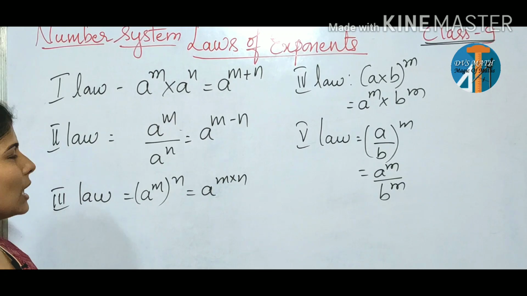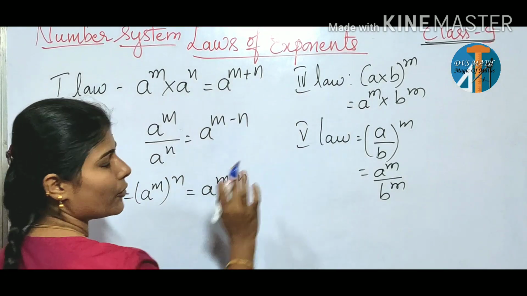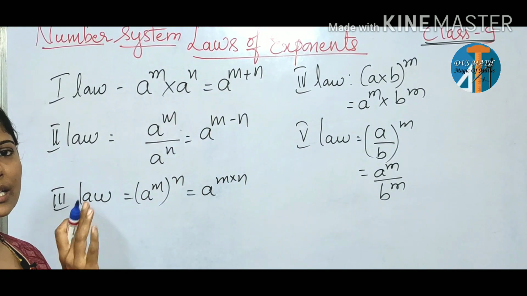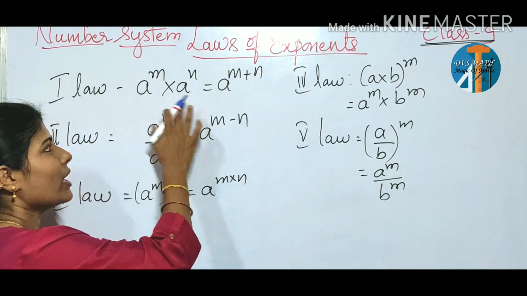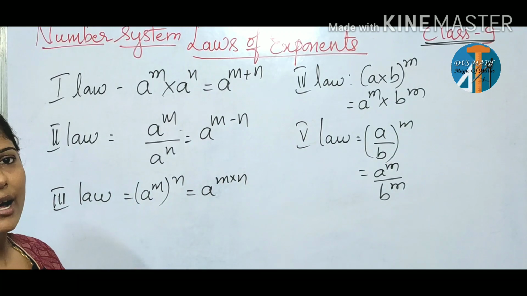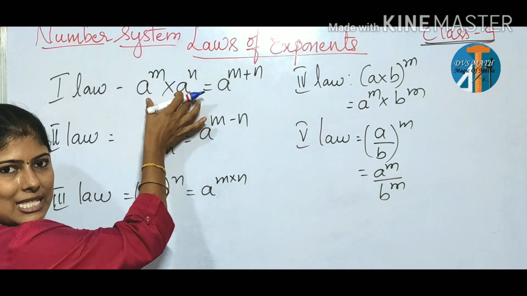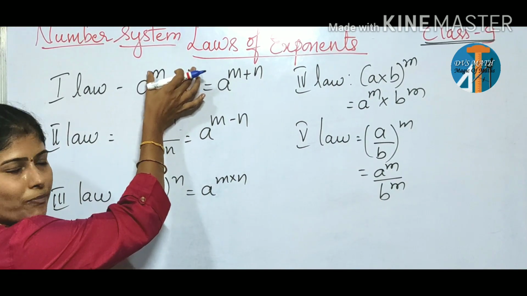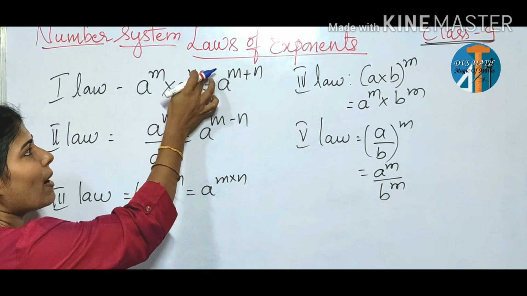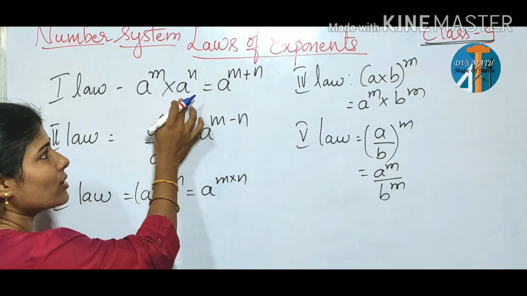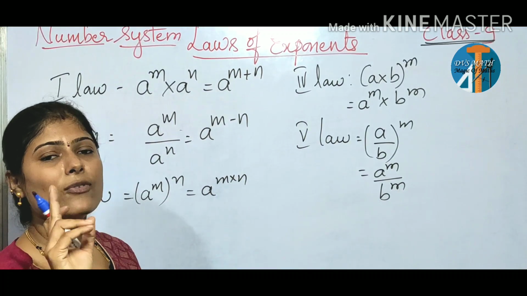Laws of exponents. Here we are going to learn 5 laws: first, second, third, fourth and fifth. Let us understand the first law. That is A power m into A power n equals A power m plus n, where A is a natural number, m and n are rational numbers. So here remember, when two exponents with the same base and different power multiply each other, the base remains as it is, and the powers can be added. So this is our first law.